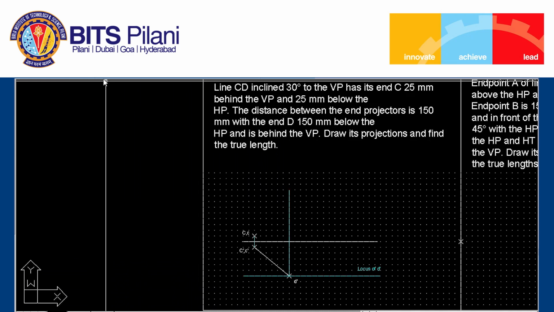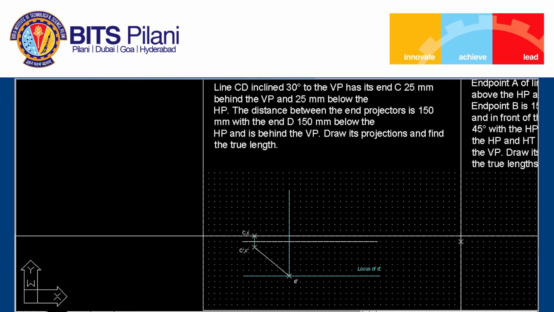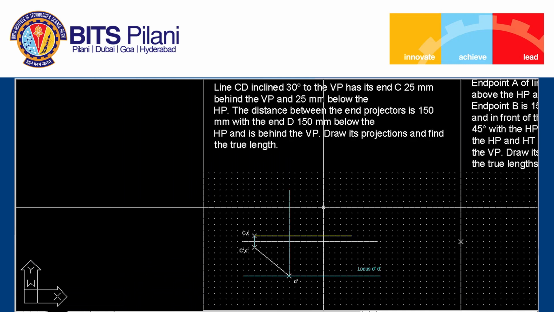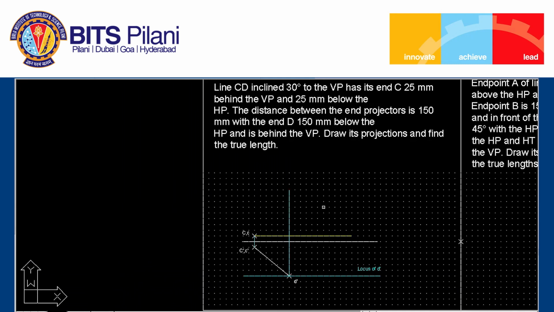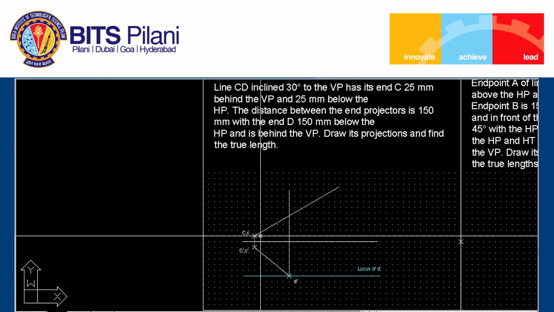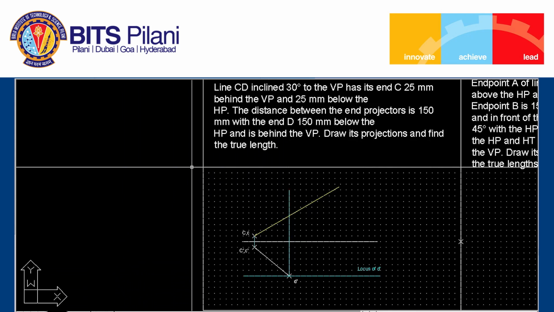It is given that the line is inclined 30 degrees to VP. That is, the true inclination of the line is given. So the true line we will show with the yellow color. So I will draw an arbitrary line. Since the true length is not known, we will draw an arbitrary line and we will rotate it at an angle 30 degrees. So on this yellow line, we will have the point capital D.